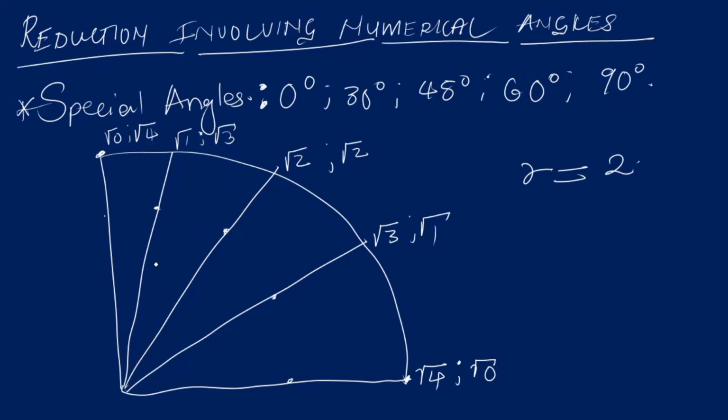So this terminal here is the 90-degree terminal, right? And then this is the 60-degree terminal. And this is the 45-degree terminal. And this is the 30-degree terminal. And this is the 0-degree terminal.